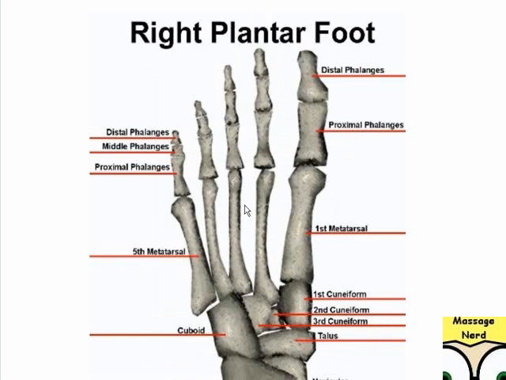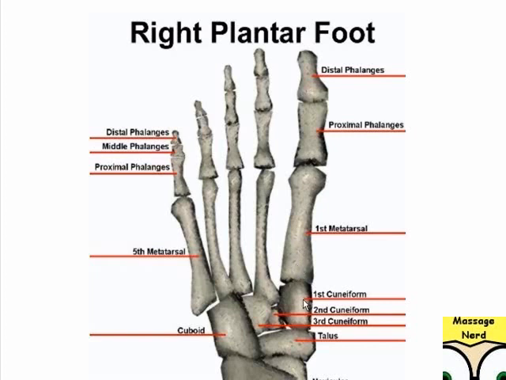Right plantar foot, bony landmarks. First one, distal phalanges, all these. Middle phalanges, right here. Proximal phalanges, all these. Fifth metatarsal, fourth metatarsal, third metatarsal, second metatarsal, first metatarsal.